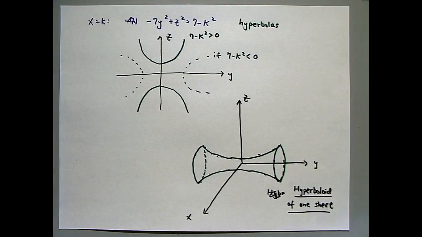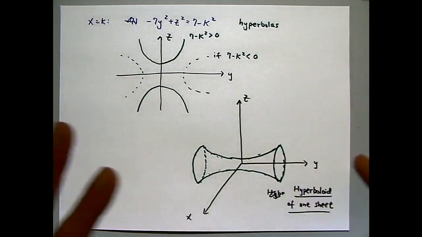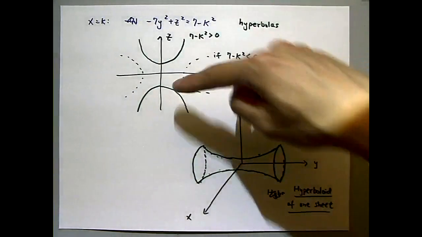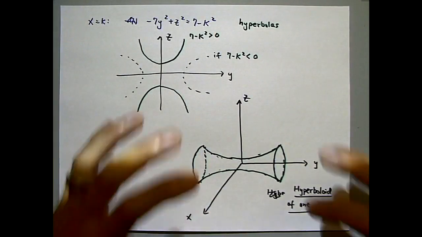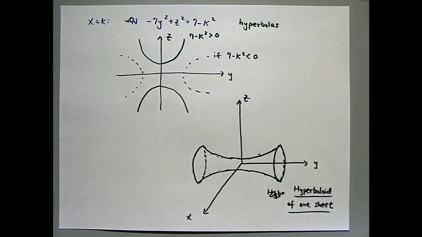Okay? And so that's the difference between the one sheet and the two sheet here. It's the same outline, the same traces. But the difference is which outline defines the enclosed portion of the surface. All right, we got a couple more shapes to look at.